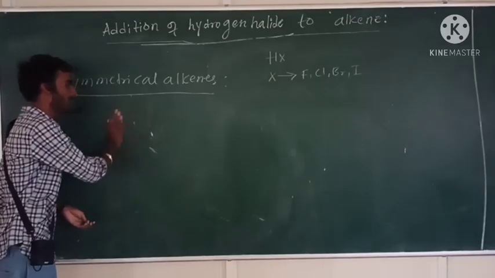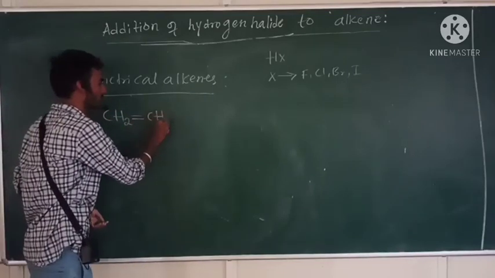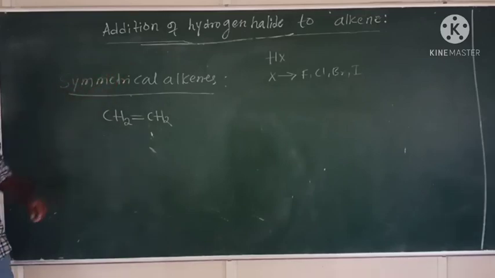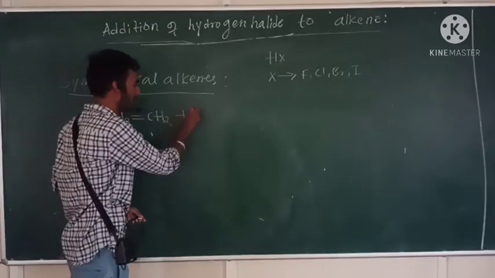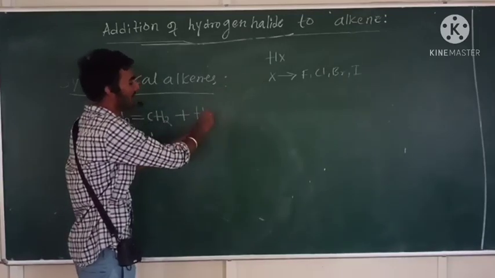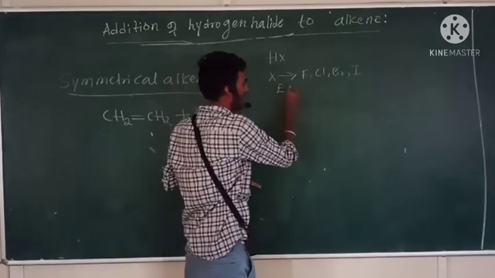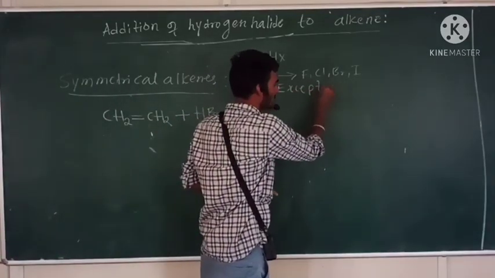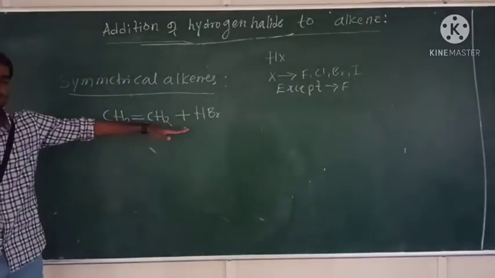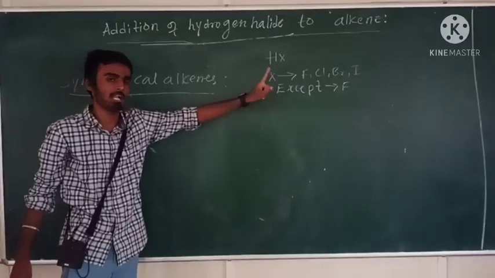For example, ethene, CH2=CH2, is a symmetrical alkene. A symmetrical alkene reacts with a hydrogen halide, H-X, where X is a halogen except fluorine, because the hydrogen-fluorine bond is too strong and cannot break easily. Therefore, in this reaction we use only chlorine, bromine and iodine.